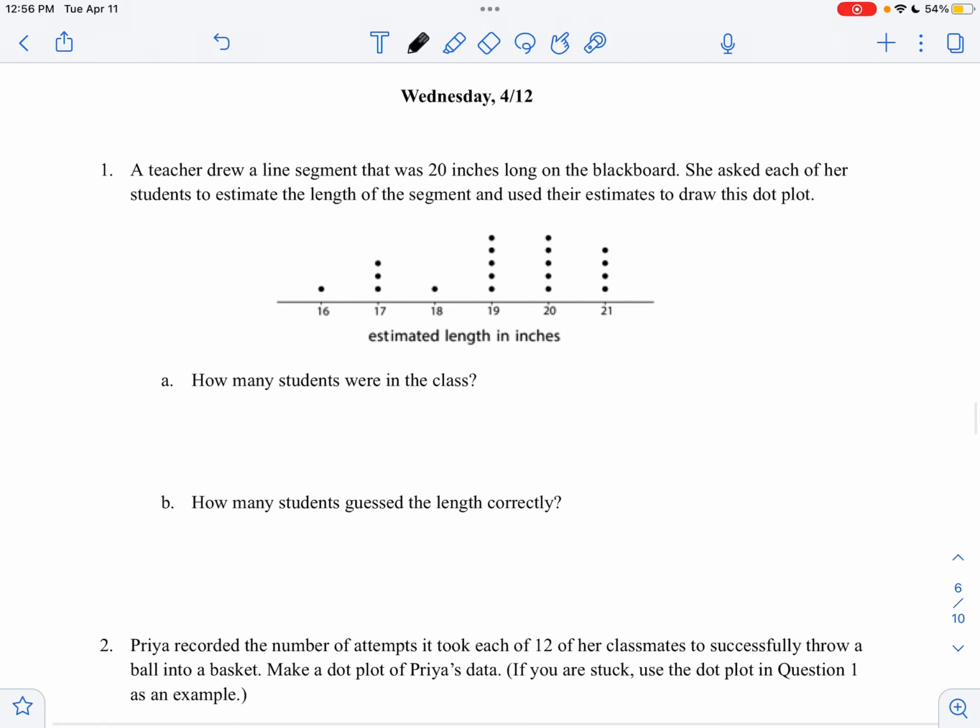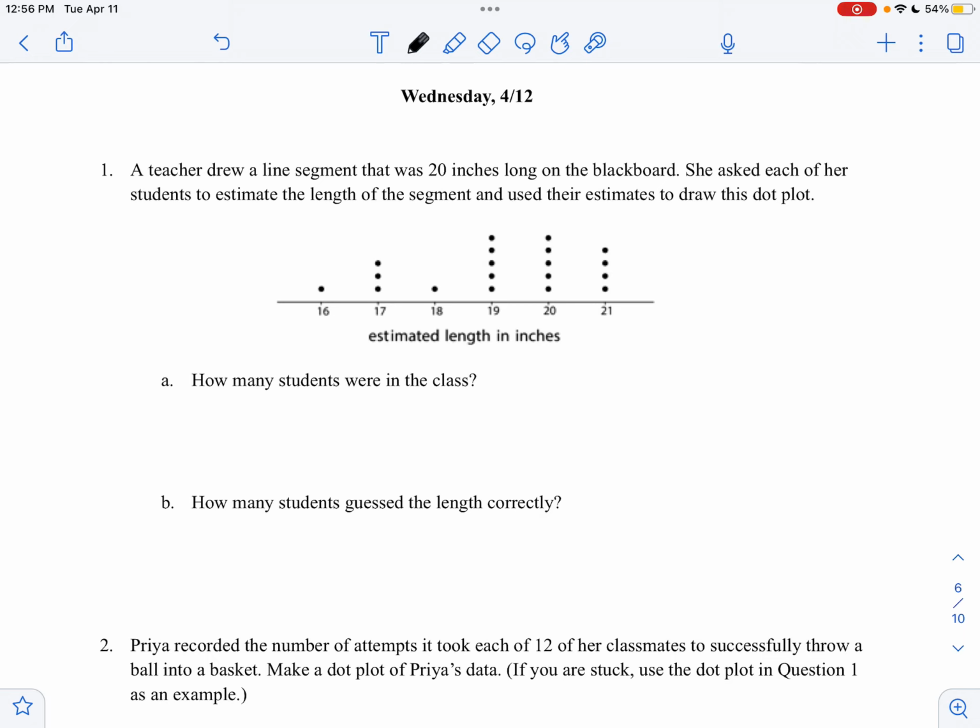Next, we have Wednesday's homework. The homework from Wednesday night reviews what we've been learning in our mini lessons about statistics. Question 1. A teacher drew a line segment that was 20 inches long on her blackboard. She asked each of her students to estimate the length of the segment and use their estimates to draw this line plot. A. How many students were in the class?